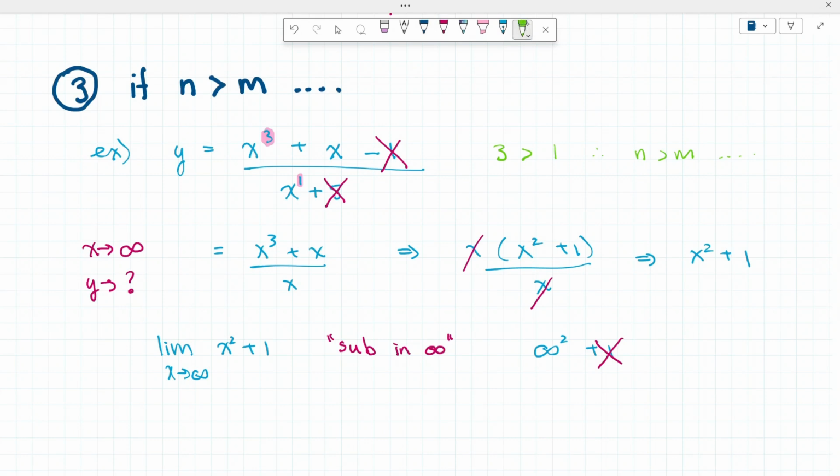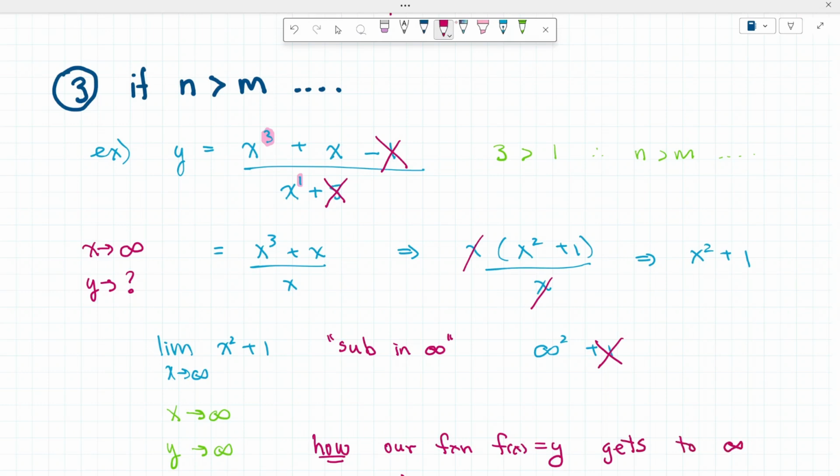So what does that mean? Well, that's telling us that as x is approaching infinity, y is also approaching infinity. And the question that we want to answer, this is very important, is how. So we know that as x is approaching infinity, y is approaching infinity. But how our function f of x or y gets to infinity is the big question. I just want to write that down so you have that in your notes.